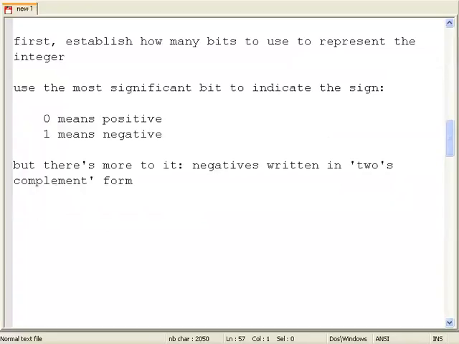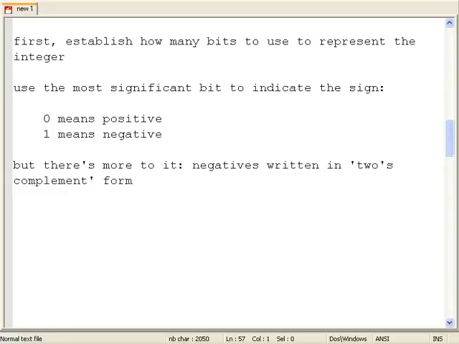So the first thing we need to do is establish how many bits we're using to represent the integer, and then we can say the most significant bit, that is the leftmost digit when you write the number out, we use that to indicate the sign, so 0 meaning positive, 1 meaning negative. However, there's more to it because the negatives are written in 2's complement form, wherein the highest bit is still effectively indicating the sign, but the numbers loop around from the highest positive number to the lowest negative number, and this will require some illustration.